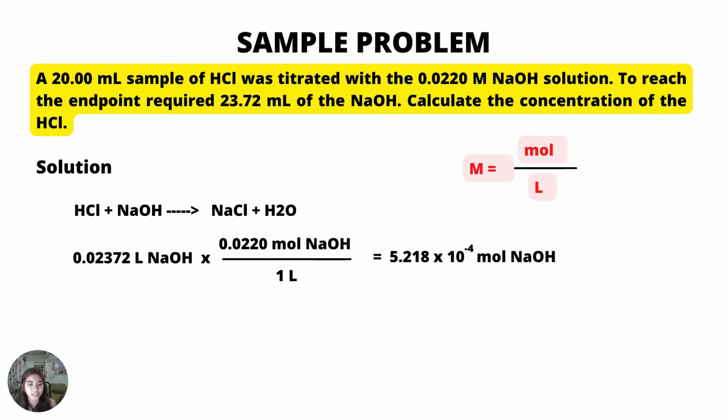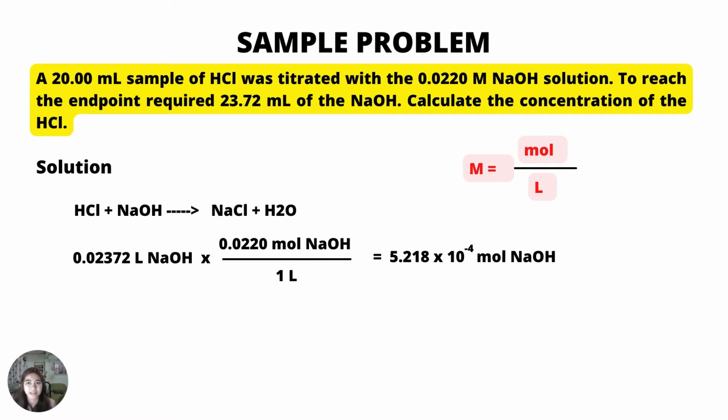times 0.0220 moles of sodium hydroxide per 1 liter, and that equals 5.218 times 10 to the power of negative 4 moles of sodium hydroxide.